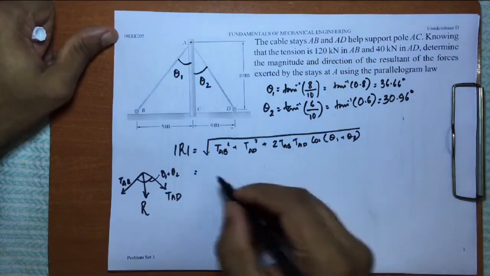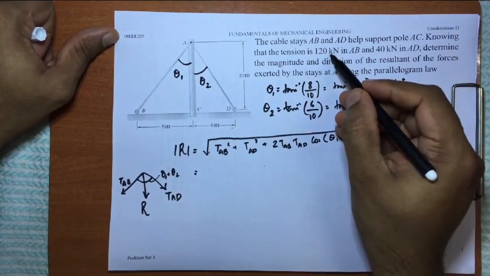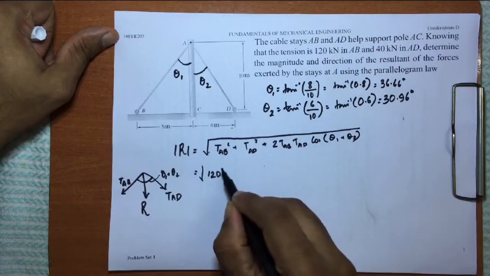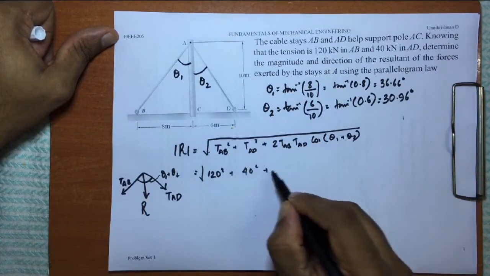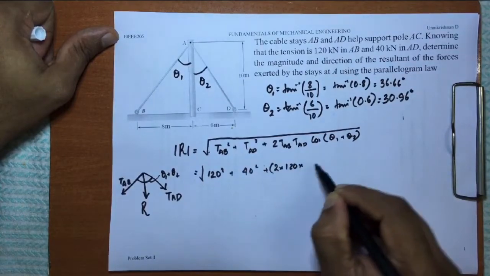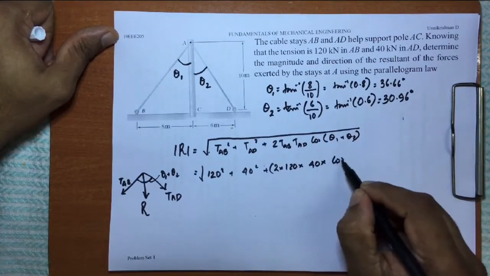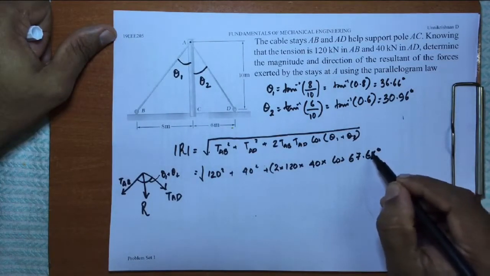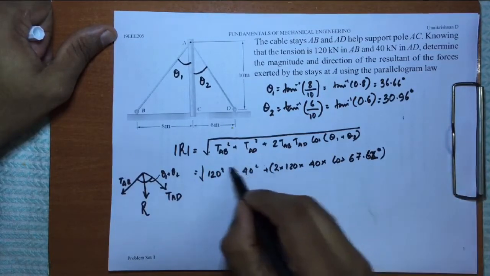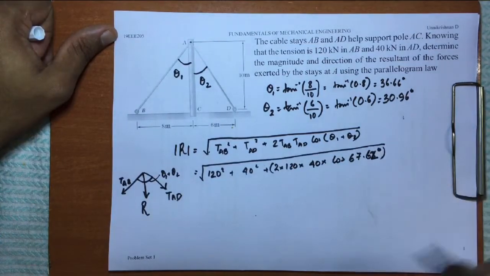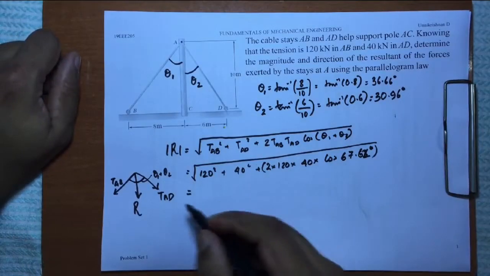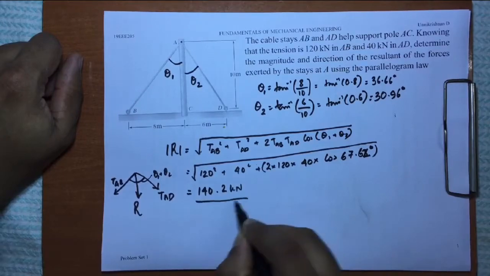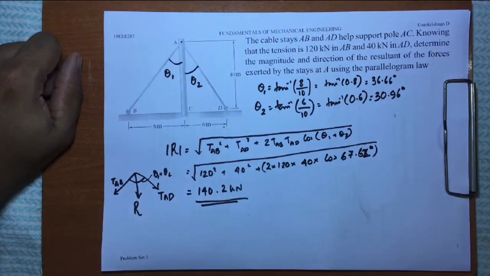If you substitute the values one by one, here TAB is given as 120 kilonewton, TAD is given as 40 kilonewton. So square root of 120 square plus 40 square plus 2 into 120 into 40 into cos of 67.62 degrees, whole thing under the square root, which is equal to 140.2 kilonewtons, because all the forces were in kilonewtons, so we are going to use that.